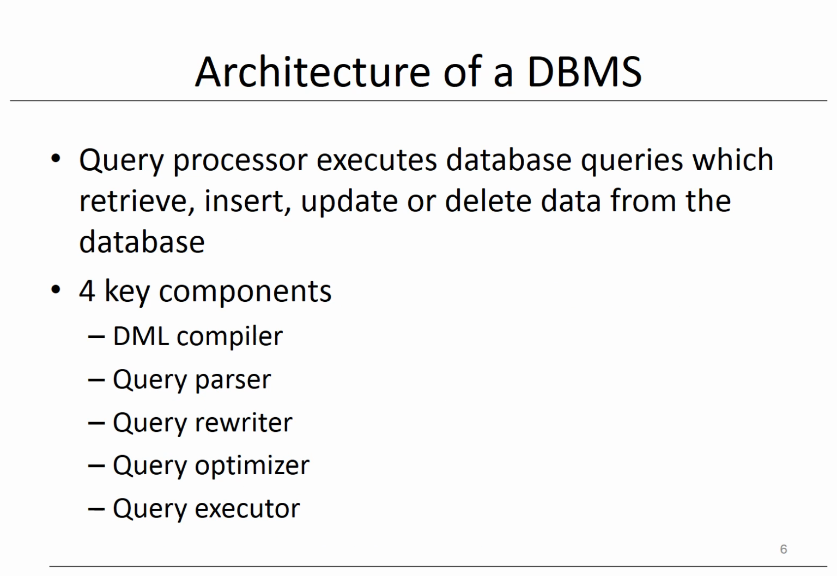The query processor is one of the most important parts of a DBMS. It will assist in the execution of database queries such as retrieval of data, insertion of data, update of data, and removal of data from the database. Although most DBMS vendors have their own proprietary query processor, it usually includes a DML compiler, query parser, query rewriter, query optimizer, and query executor. Let's provide some more detail about each of these subcomponents.